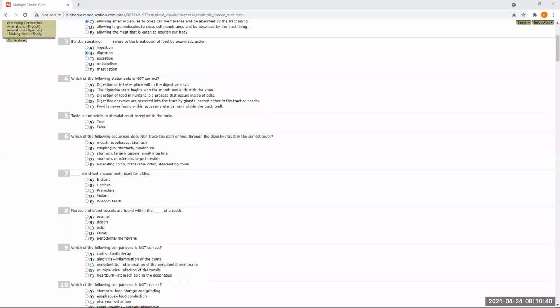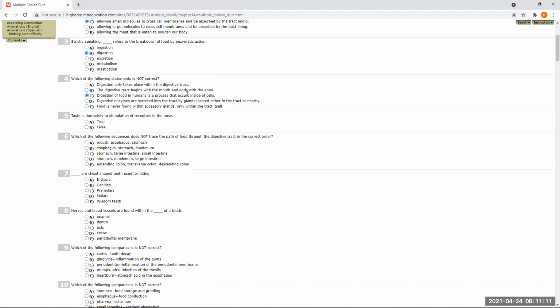So D? C. C as in cow? Digestion of food in humans is a process that occurs inside of cells. Which is not correct, because where does it take place? It takes place in the digestive tract, such as in the stomach, well, from the mouth all the way to the anus. And that's actually outside of the cells themselves. The digestion or the breakdown takes place outside of the cells.